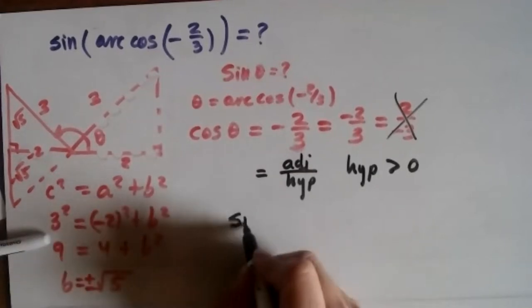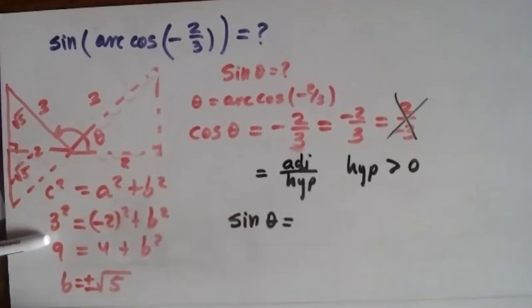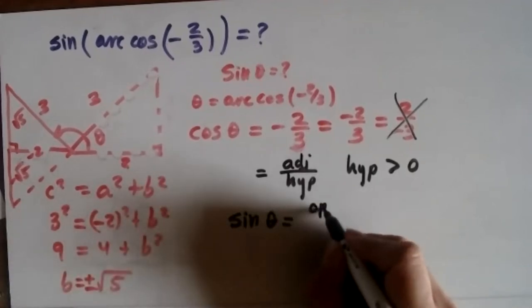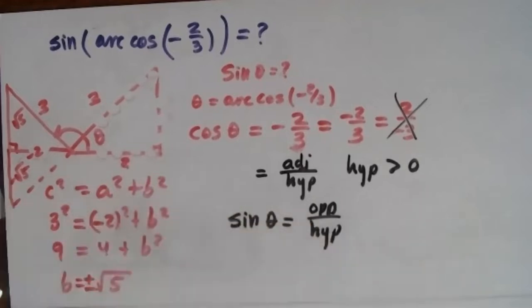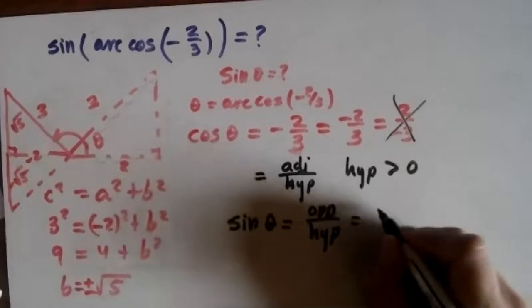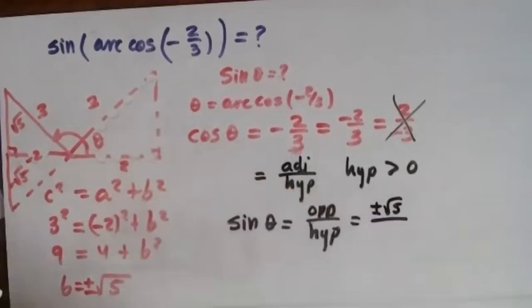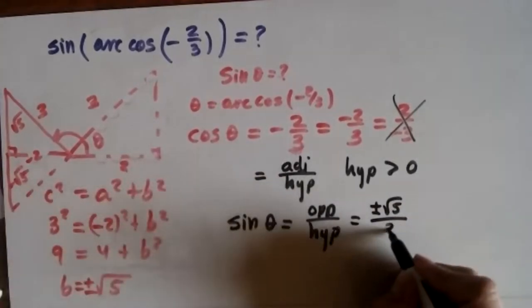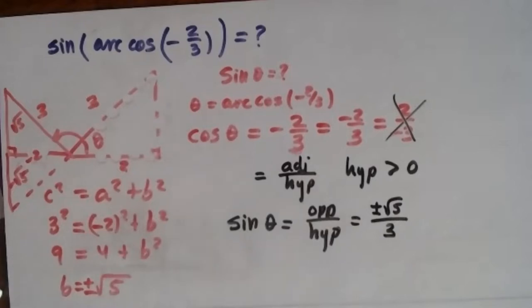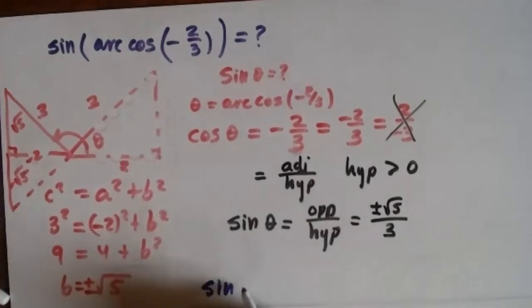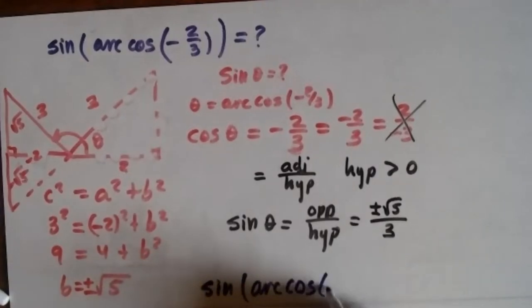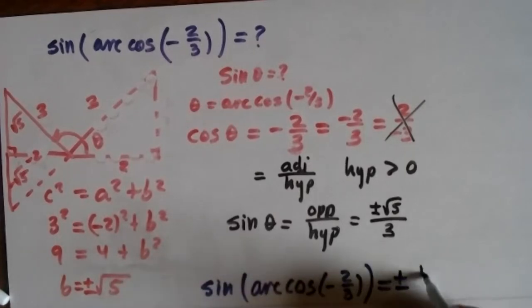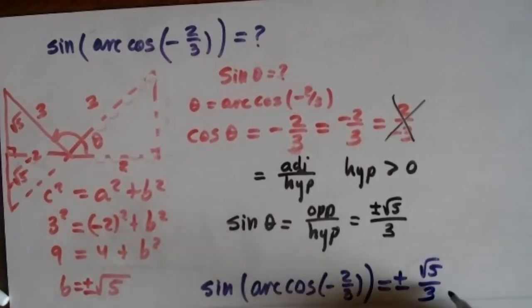The sine of the angle for this case is going to be opposite over hypotenuse. The opposite could be positive or negative square root of 5, over the hypotenuse, which is always 3. So that's my answer: sine of arc cosine of negative 2/3 equals positive or negative square root of 5 over 3. So I have two answers.